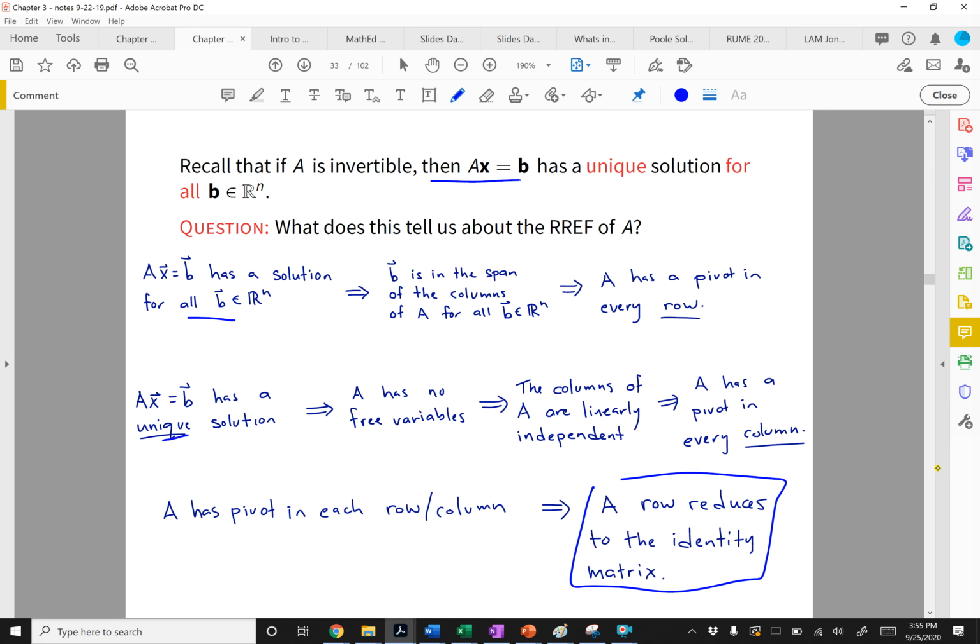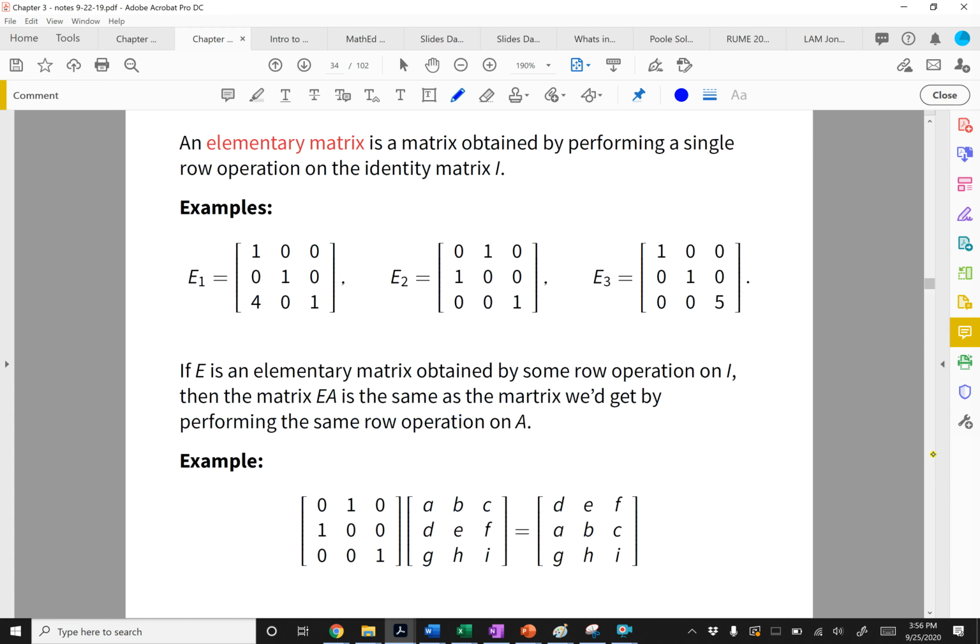This is the really nice situation where, if we think of the augmented matrix, we can reduce it to this. Because we're dealing with a square matrix, we can always reduce this side, if it's invertible, to the identity matrix.